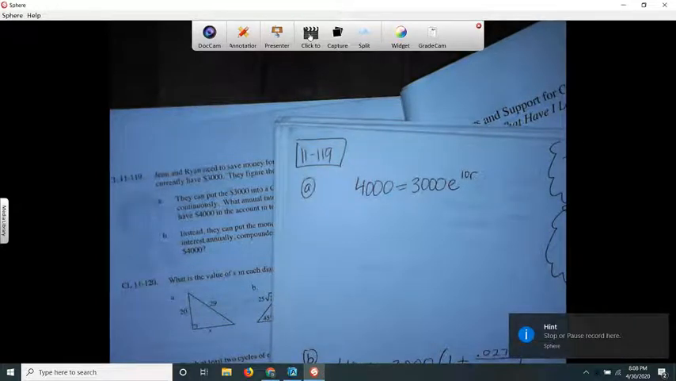Here's Integrated 3.11-119. It says Gene and Ryan need to save money for their trip to the Galapagos Islands. They currently have $3,000. They figure they will need $4,000 for the trip. They can put the $3,000 into a CD that earns interest compounded continuously. What annual interest rate will the account need so that they can have $4,000 in 10 years?